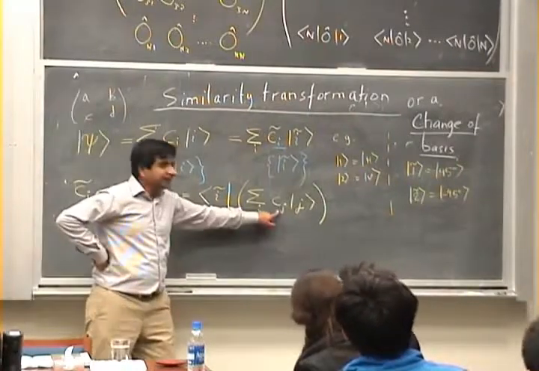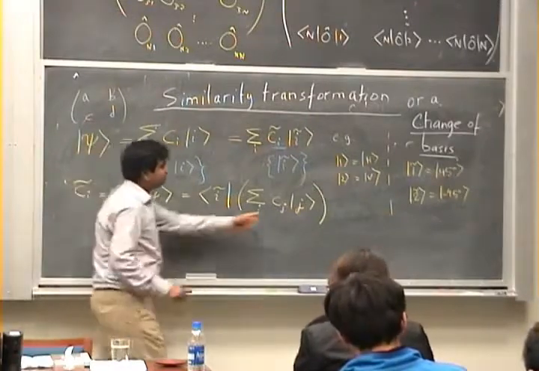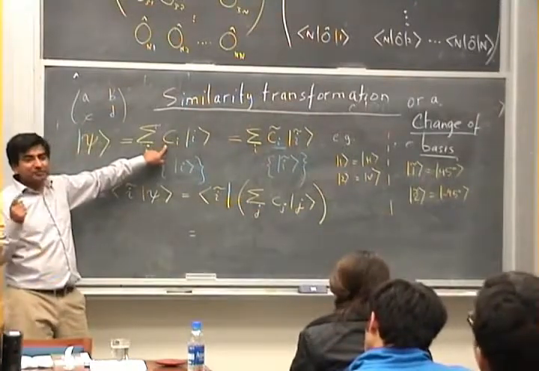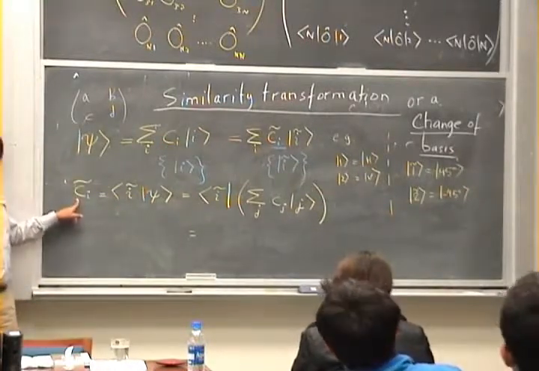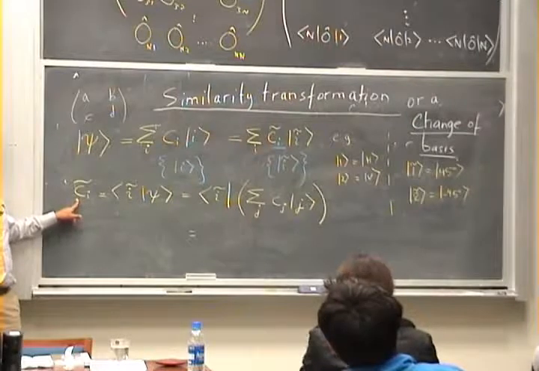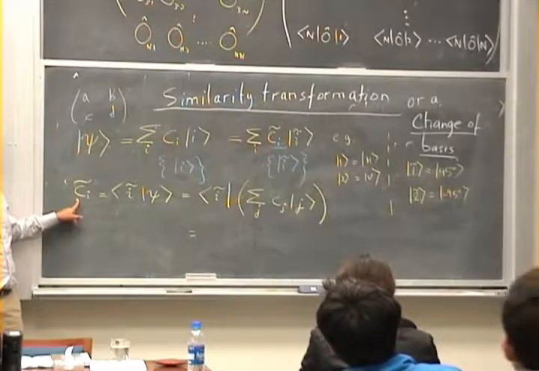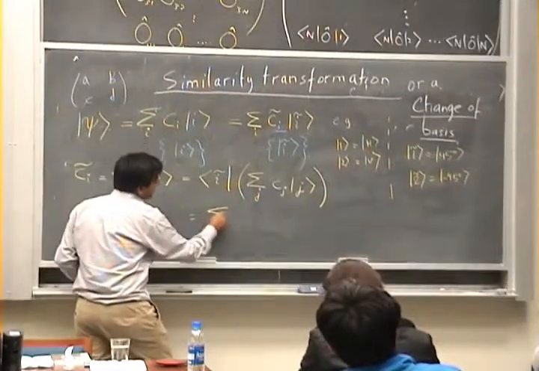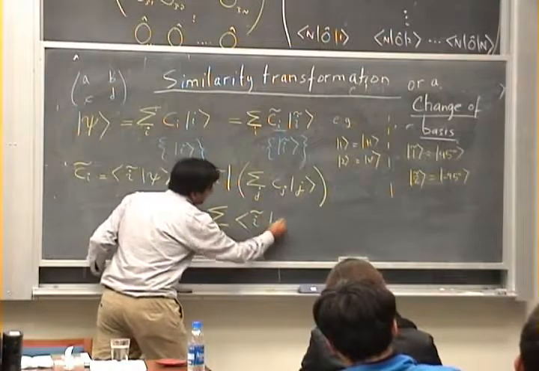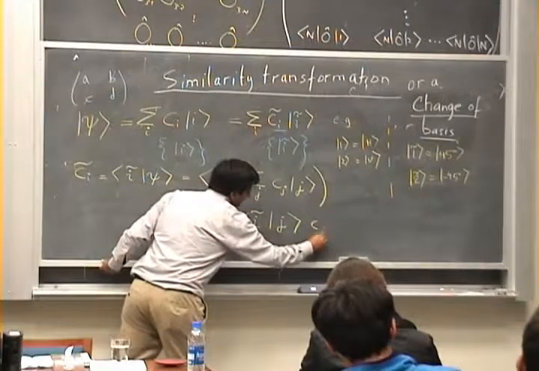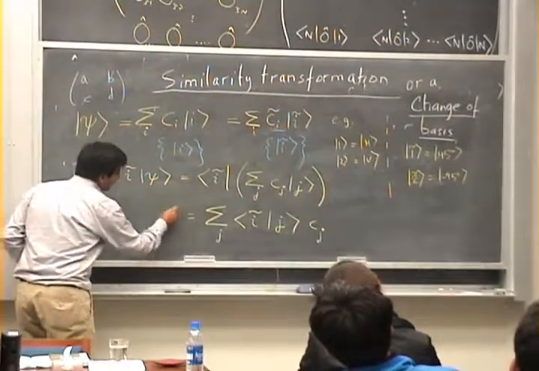Now this Cj is just a number. Okay? And what is Cj? Cj is this probability amplitude in the original basis. I would like to find out the probability amplitudes in the new basis in terms of the probability amplitudes in the old basis. That's what I would like to do. So I just take this sigma sign out. This bra i tilde ket j, Cj. This is my Ci tilde.